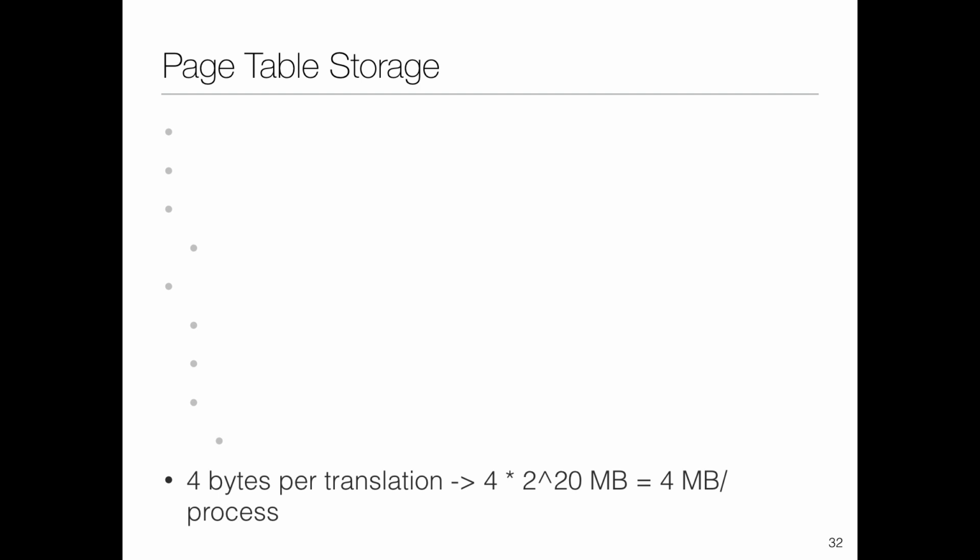So if you give 4 bytes to the data structure which will help you to do the translation, you'll require 2 to the power 20 into 4, which is 4 megabytes per process. Is it a big number? Big number, small number?